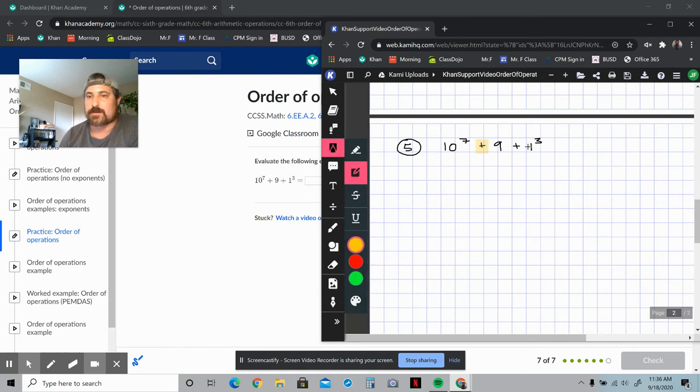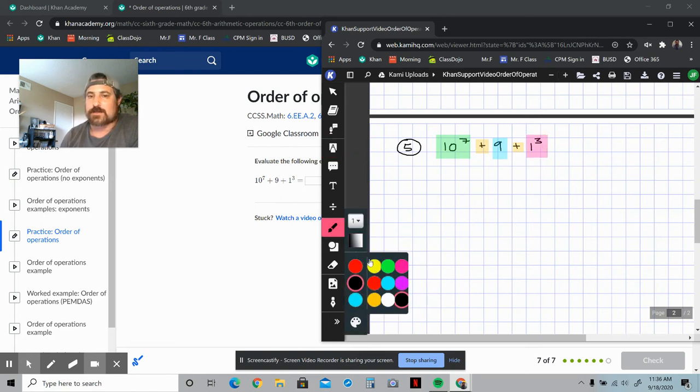Those are your separators. This is a 3-term expression, right? There's 3 things being added together. The value of these terms we have to figure out. There's the green term, which is 10 to the 7th. There's a blue term, which is the value of 9. And then there's this pink term, which is the value of 1 to the 3rd power. Let's work in each of these terms.